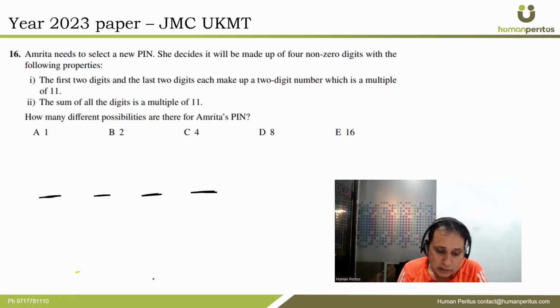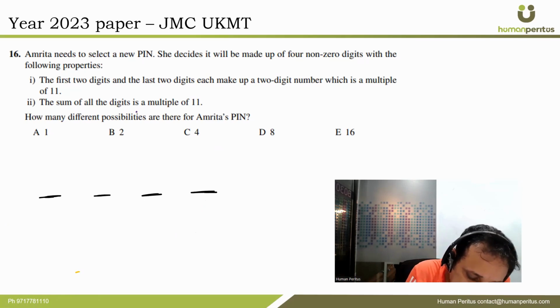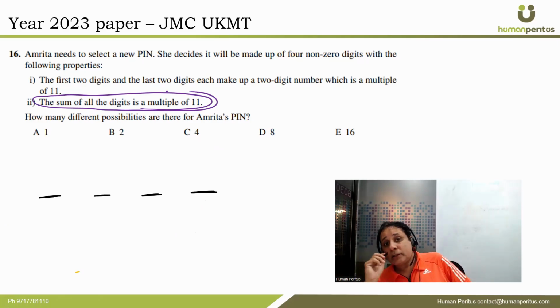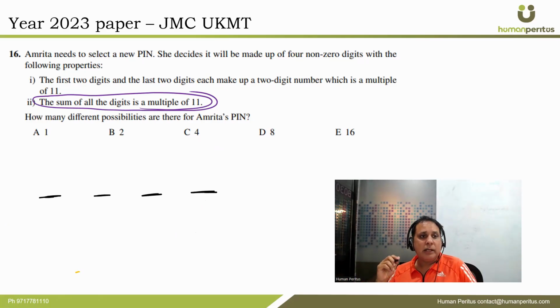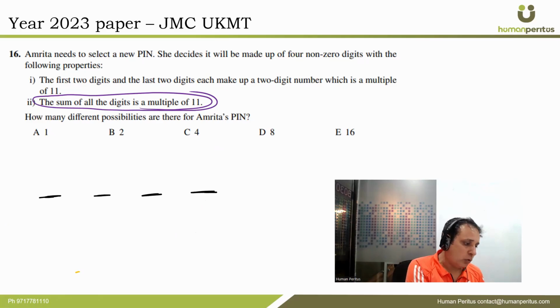Then there is another condition. The sum of digits is a multiple of 11. The sum of digits is also a multiple of 11. These 2 conditions are given to us.